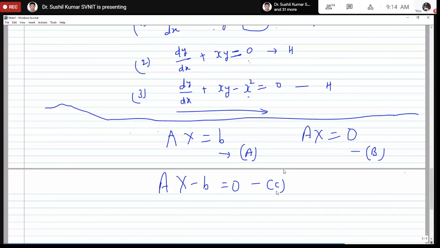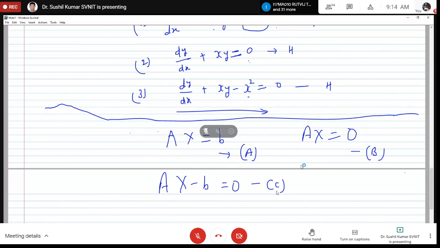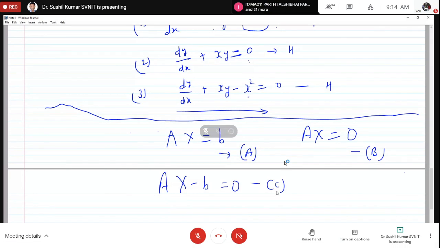Sir, even in C, if b is non-zero then it will be non-homogeneous. See, this equation is written in this form, Ax minus b equal to 0, where b is non-zero. If b is 0, then there is no need to write b here. Yes sir. Okay, so this form of equation C is homogeneous, and that one is non-homogeneous.